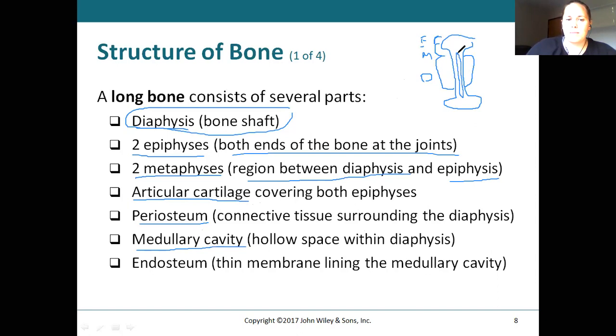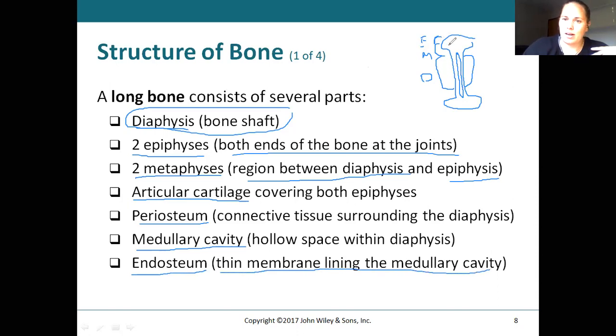And so that's going to be the medullary cavity. We'll talk about the types of cells that occupy that, as well as some of the vasculature or blood vessels that go in there as well. And then the last thing you have here is your endosteum. That's a thin membrane lining the medullary cavity.